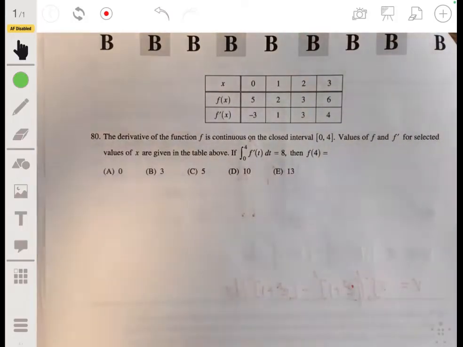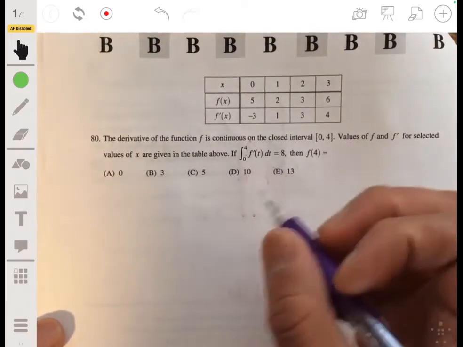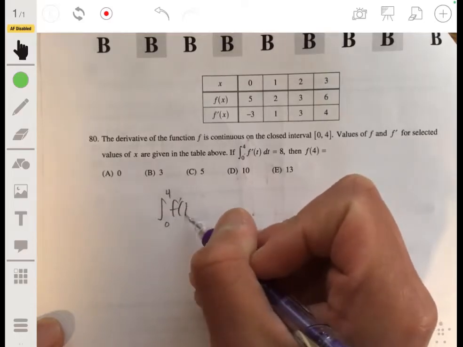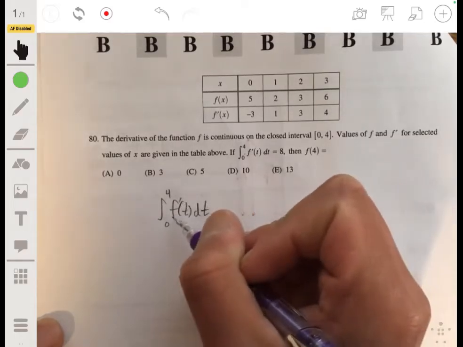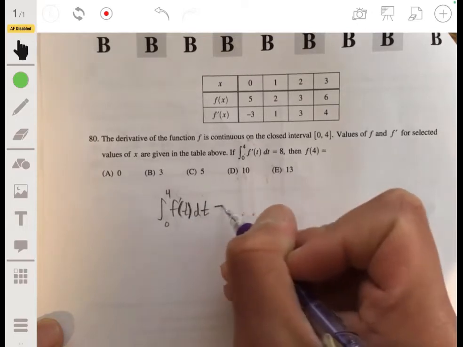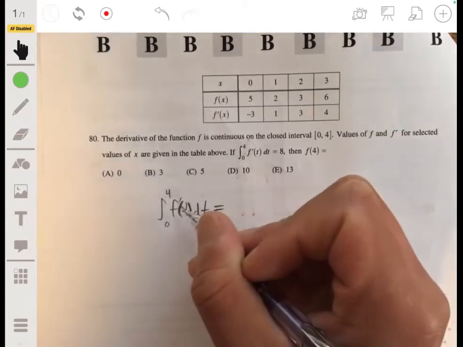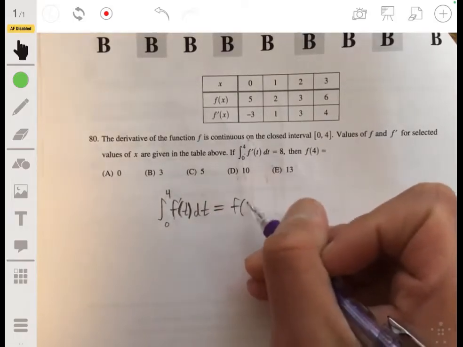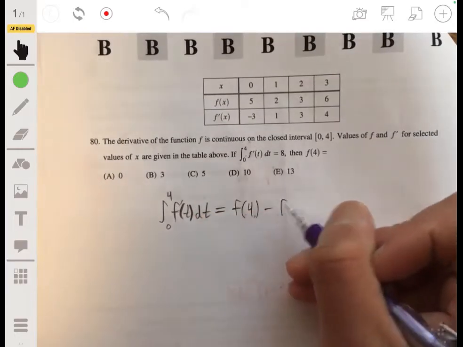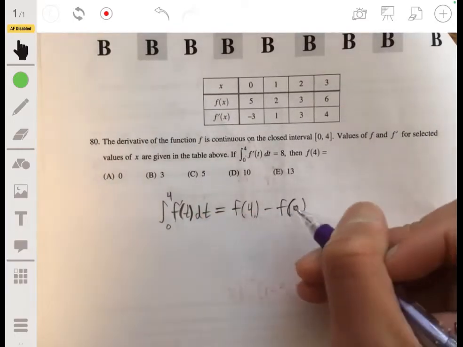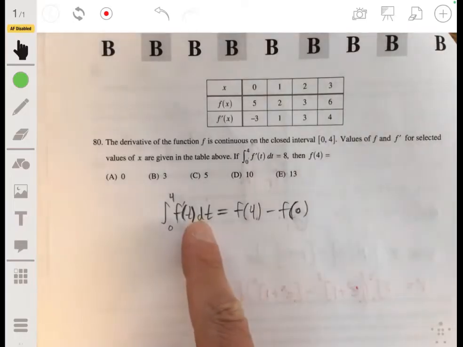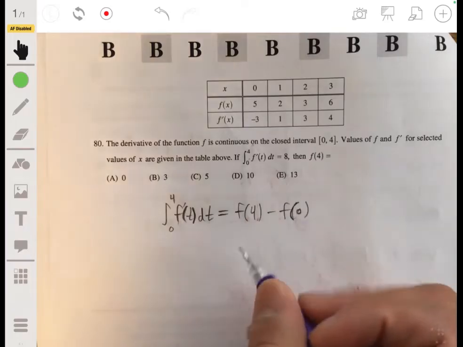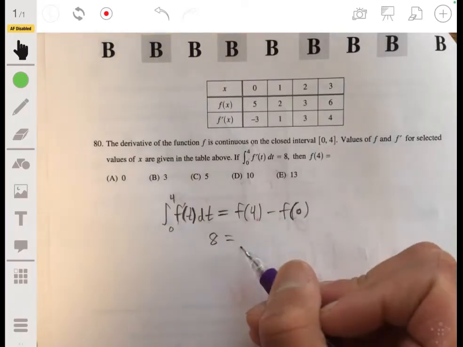Okay, so for this, we can set up a simple equation. As long as you recognize that if you have the integral of f prime of t from 0 to 4, integrating this essentially takes the antiderivative of f prime of t, which is f of t. So this will be equal to f of 4 minus f of 0 using the fundamental theorem of calculus. Now, we're told the integral from 0 to 4 is 8, so we can set 8 equal to f of 4.